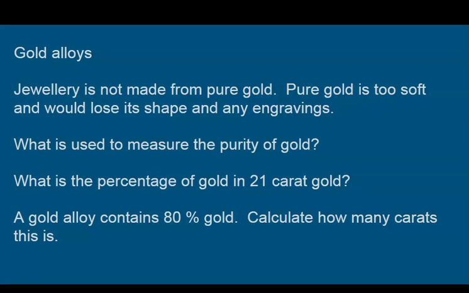Second type of question you might get asked, and again this is maths really rather than chemistry. An alloy of gold contains 80% gold. How many carats is this? Simple, you just do 24 times 80 over 100. And that's your answer. Simple stuff really.